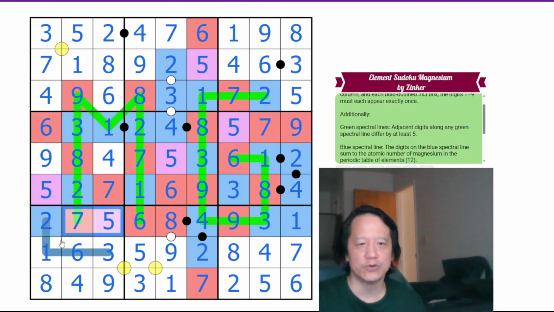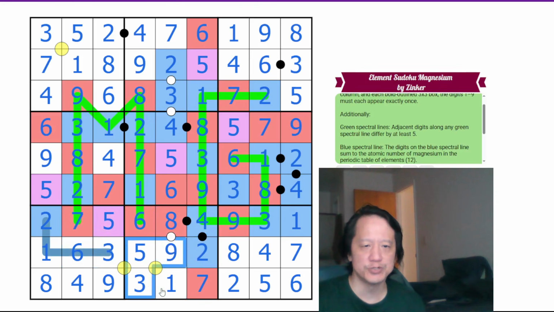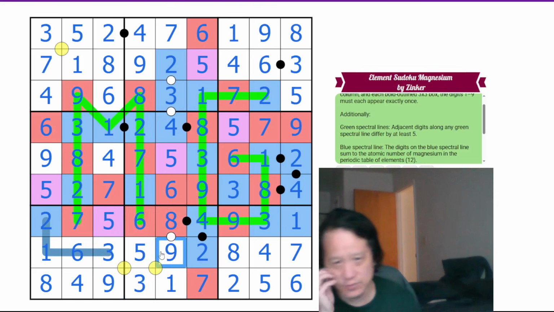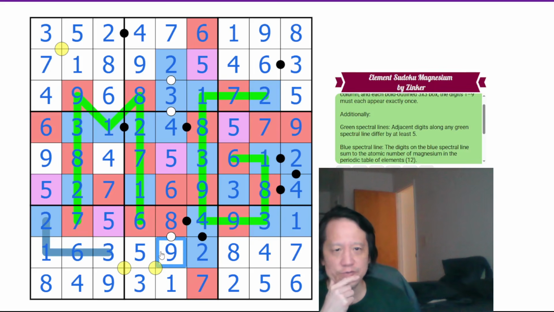Yep, fairly straightforward. It's pretty interesting how these interacted too. But not too difficult to solve for these clues.